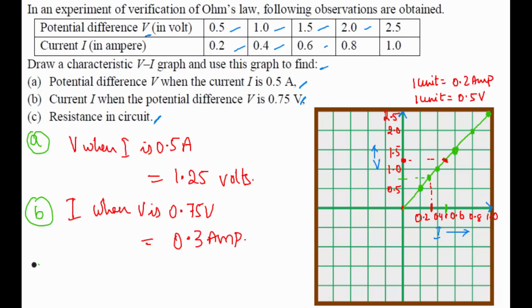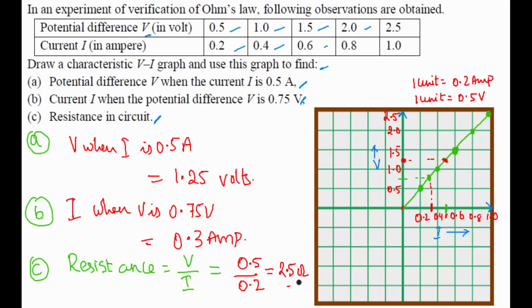What is the third question? The third question is we need to find out the resistance of the circuit. How will we find out resistance? Since it is a straight line graph, you take any value of V and the corresponding value of I and take their ratio. You will get resistance, which is nothing but V by I. So if I take V to be 0.5, its corresponding value is 0.2, which gives 2.5 ohms. So the resistance of the circuit is 2.5 ohms.